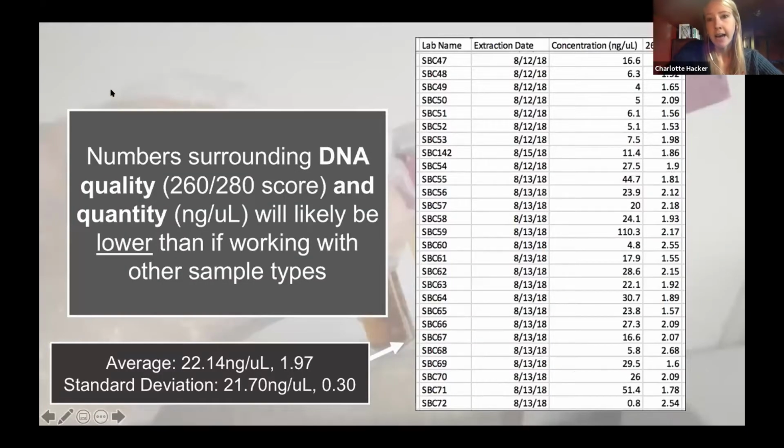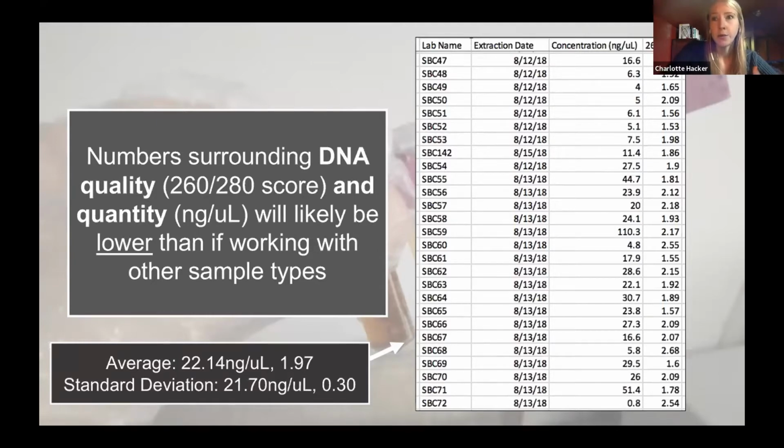Once you've extracted and have your DNA, you don't really know what you're working with in terms of quality and quantity until you measure that. And so we do that typically through a machine called a NanoDrop. What that's going to do is give us a score that's relevant to concentration in nanograms per microliter and give us a score of purity, which is a 260 over 280 score. So how pure is our DNA?